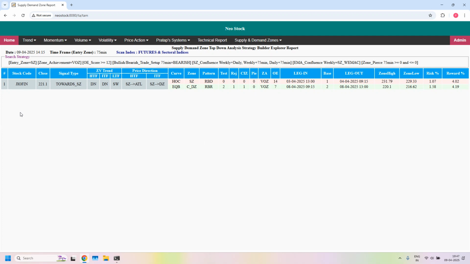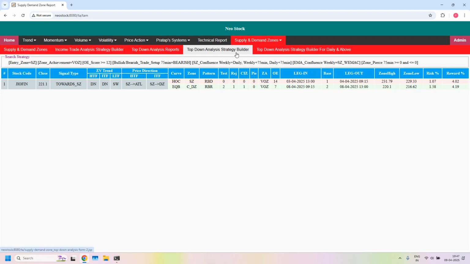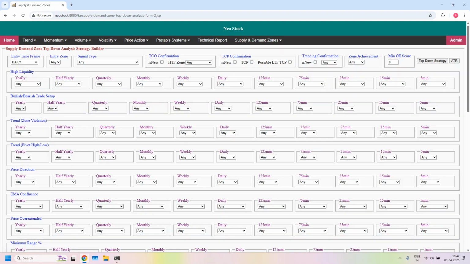Next we will look into daily income trade reports. We will generate daily income trade. First, bullish trade setup for daily income trade. Entry time frame 15 minutes. Entry zone demand zone. Bullish or bearish trade setup at 15 minutes time frame, I am selecting bullish. Zone achievement: violated opposing zone.